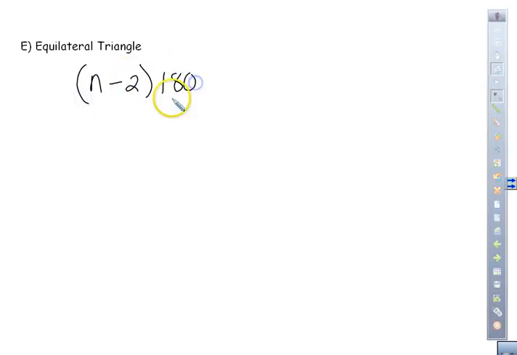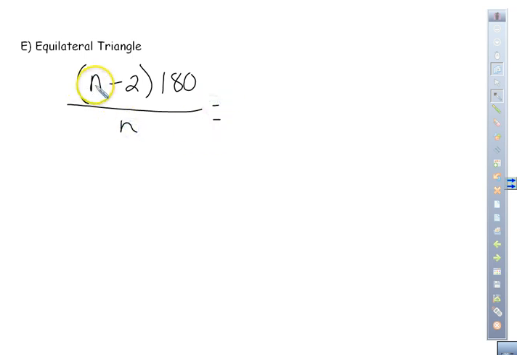I'm going to let you hit pause and go ahead and solve this for an equilateral triangle. So for an equilateral triangle, again, we have n minus 2, sorry, times 180, divided by the number of sides.